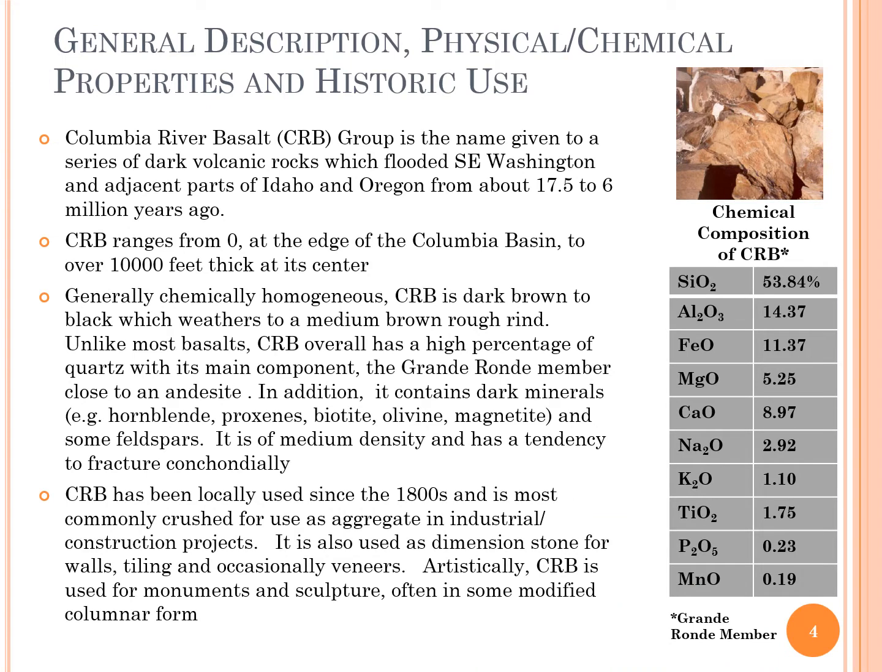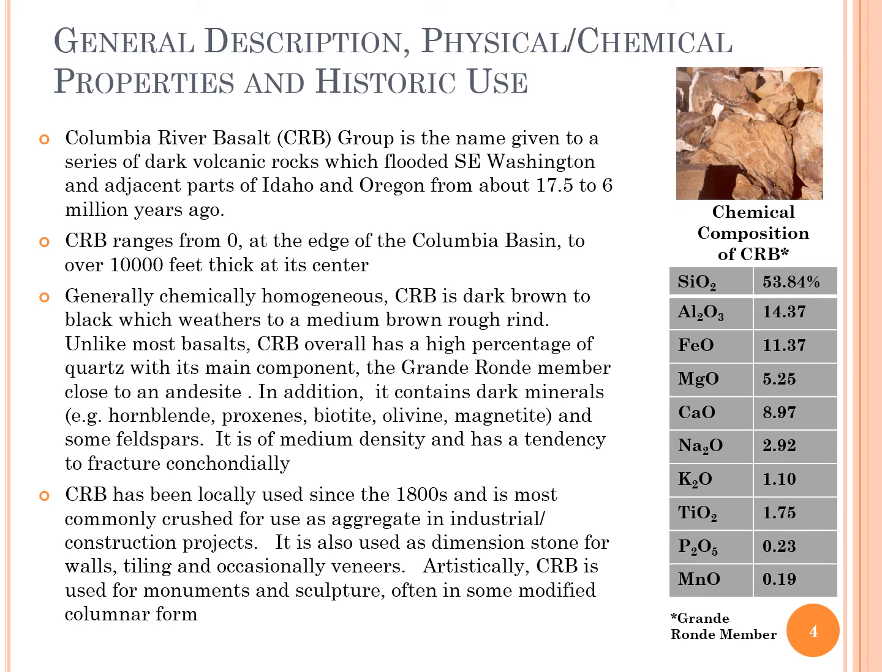So let's dive into the general description of our stone, some of its physical and chemical properties, and its historic use. Well, the Columbia River Basalt, the basalt group that gives its name to this series of dark volcanic rocks, was an area that was flooded with these surface lavas in southeast Washington, parts of adjacent Idaho and Oregon from about 17.5 to 6 million years ago.